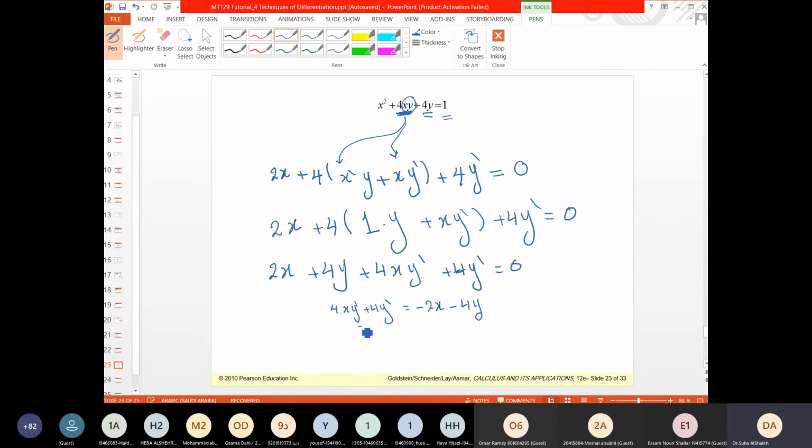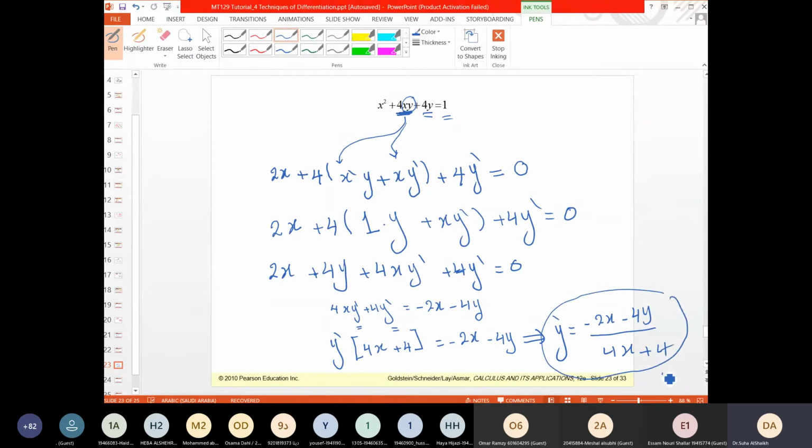What should I do now? I can see the y dash appears 2 times. Take it as a common factor. I remain with, excellent. We take it as a common factor. This will be 4x and here we will remain with the 4 equal to minus 2x minus 4y. Implies the y dash, which is what I'm looking for, is equal to minus 2x minus 4y divided by 4x plus 4, and this is the derivative I'm looking for.